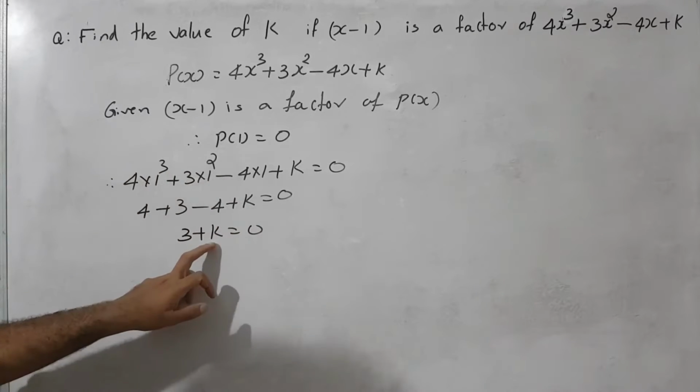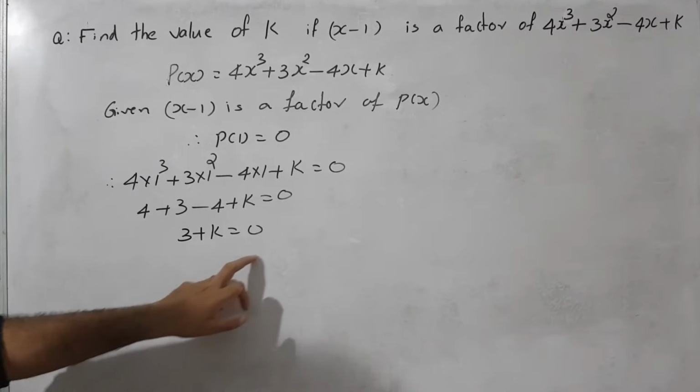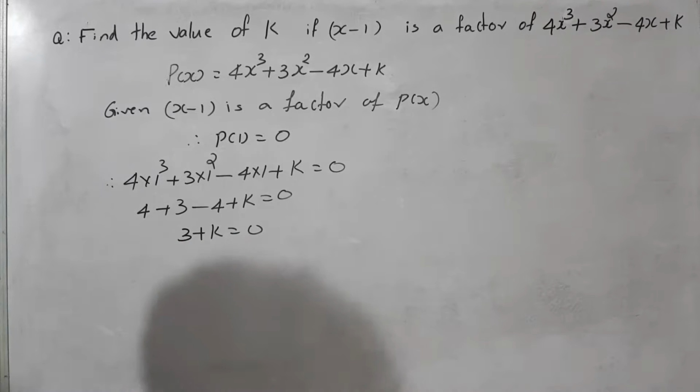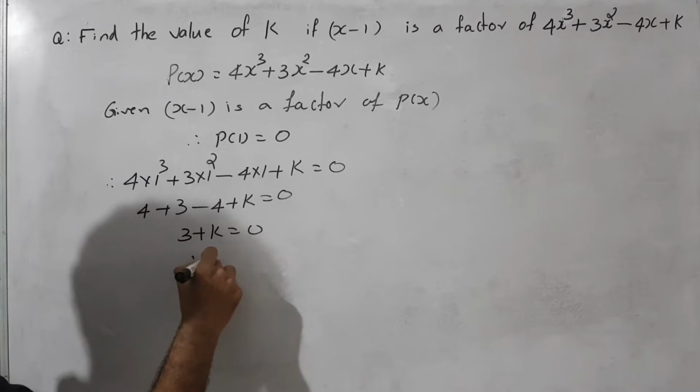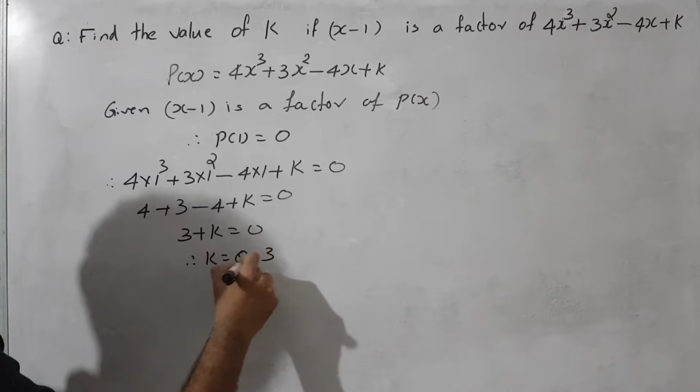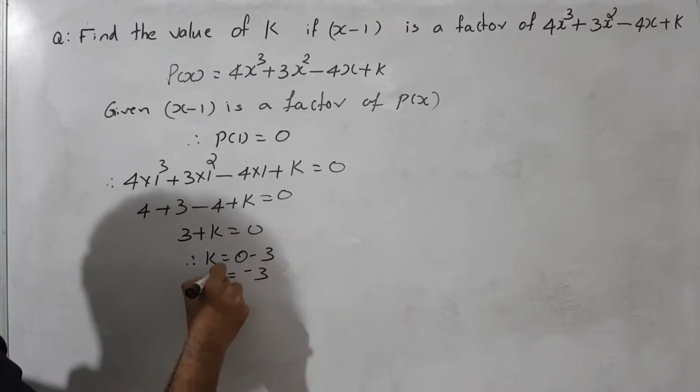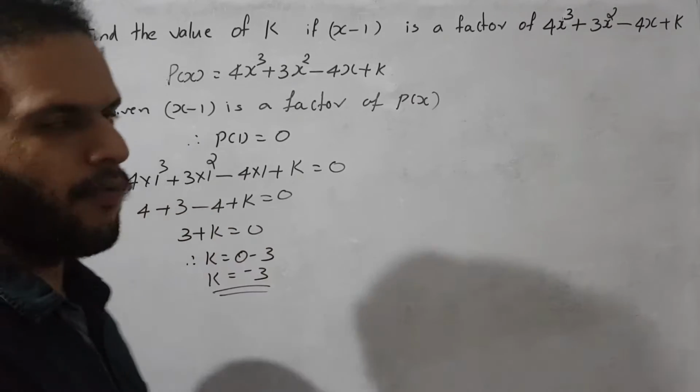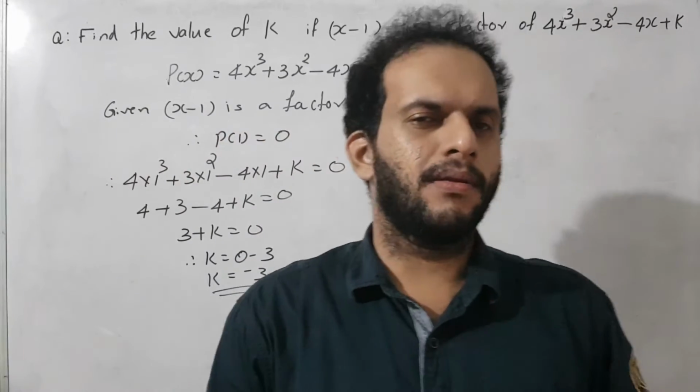So we need to find the value of k. So we transpose 3 to the right. Then what is the change? Therefore, k is equal to 0 minus 3, which is equal to minus 3. So what is the value of k? The value of k is equal to minus 3.